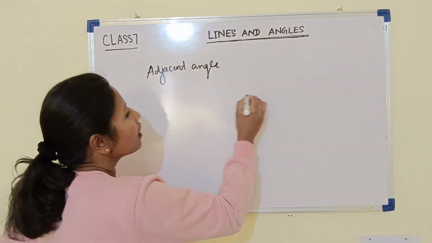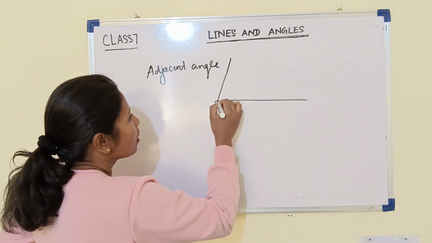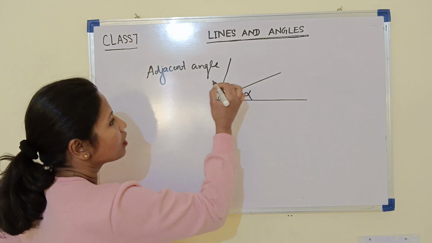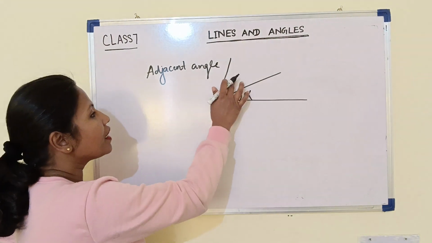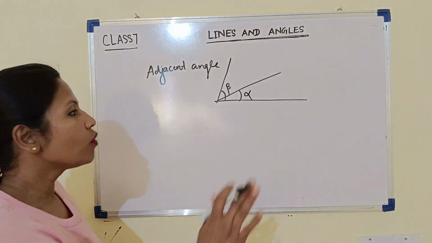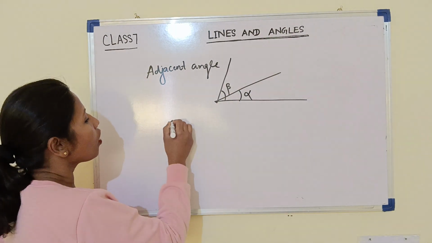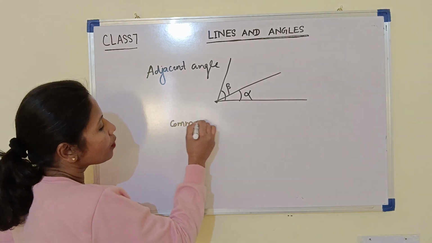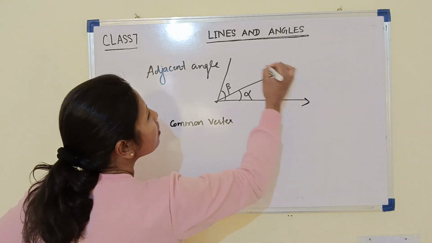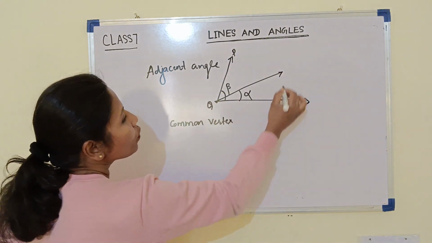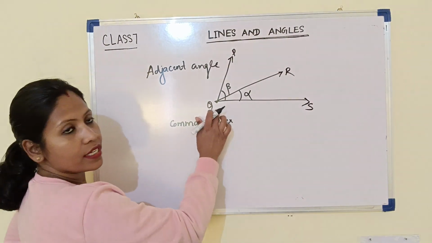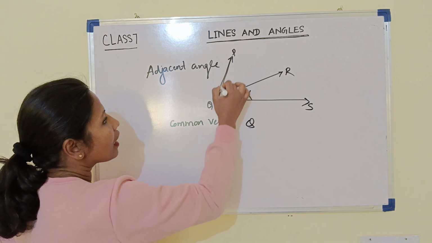So adjacent angle, this kind of angle. If one angle is alpha and this angle is beta, then beta is adjacent to alpha and angle alpha is adjacent to beta. What is the condition here? There should be a common vertex. Let me make it proper: P, Q, R, S. So there should be a common vertex. What is that? Q.